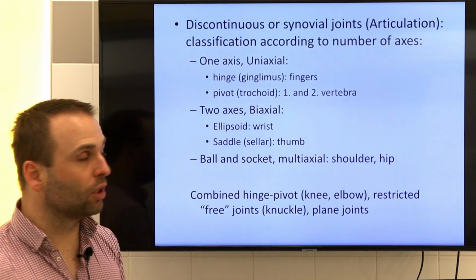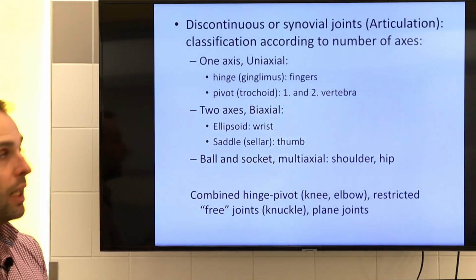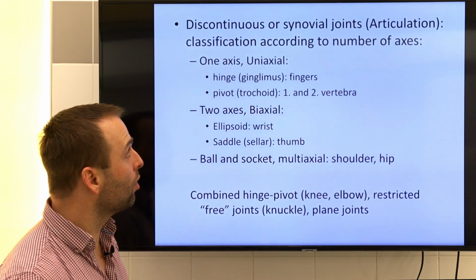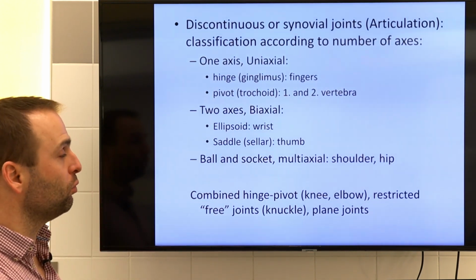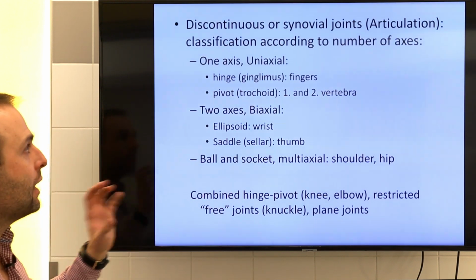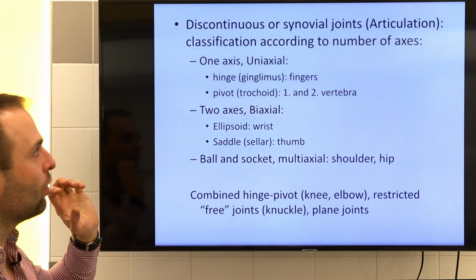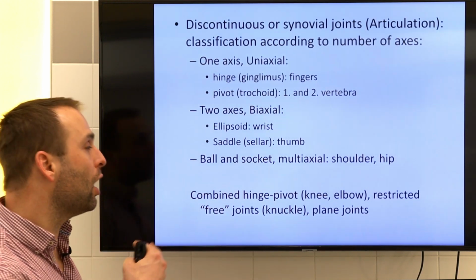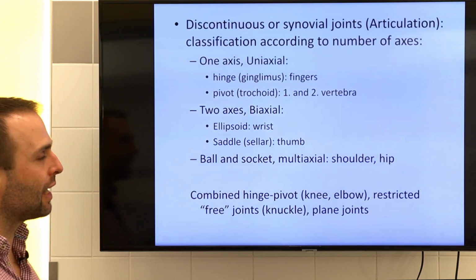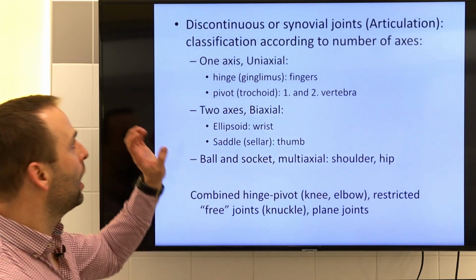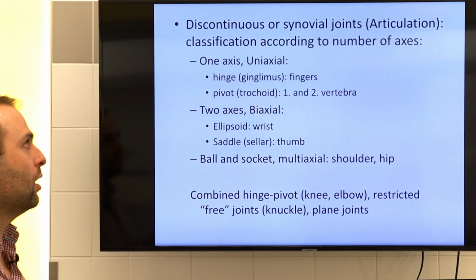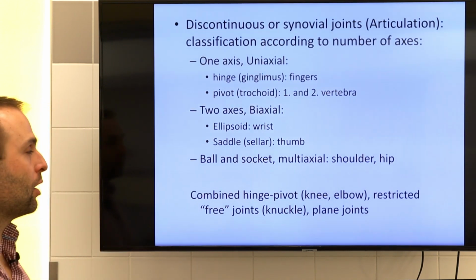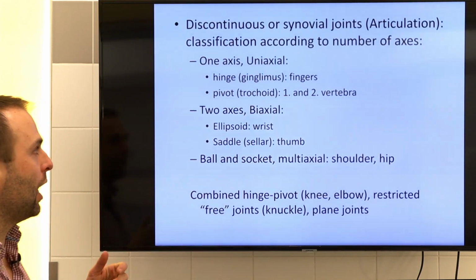Discontinuous or synovial joints, which are called articulations in Latin, are the connections which can produce movements. The classification is according to the number of axes around which these joints can produce movements. There are one-axial joints, so one axis, uniaxial. There are 2 types, the hinge and the pivot.